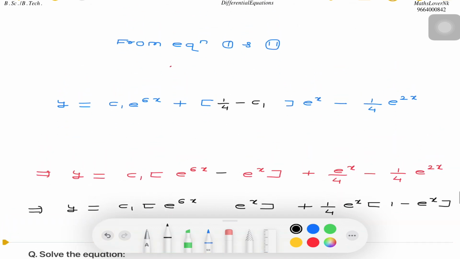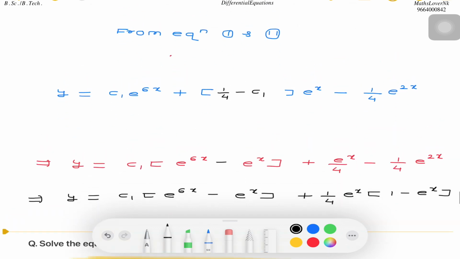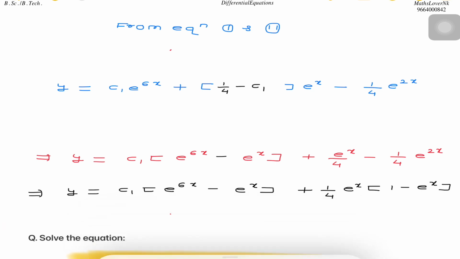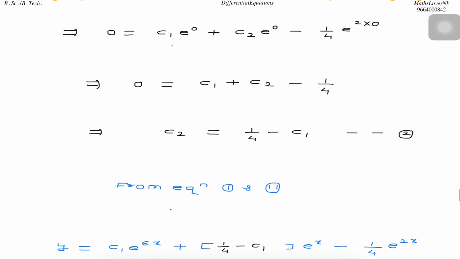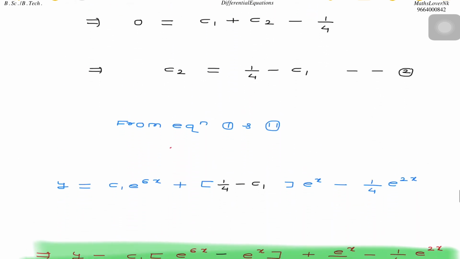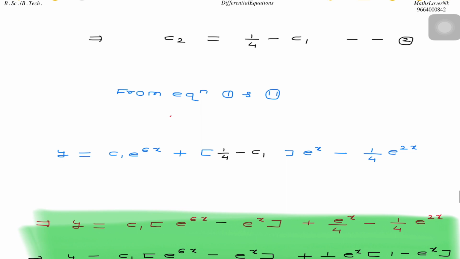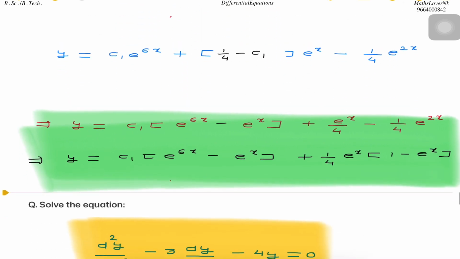Don't worry, that is also right, because when we take C1 e the power 6x plus C2 e the power x, we get this solution, and when we take C1 e the power x plus C2 e the power 6x, we get that solution. So both answers are right, but the middle term is always minus. It is C1 times e the power 6x minus e the power x, plus 1 upon 4 e the power x into 1 minus e the power x.